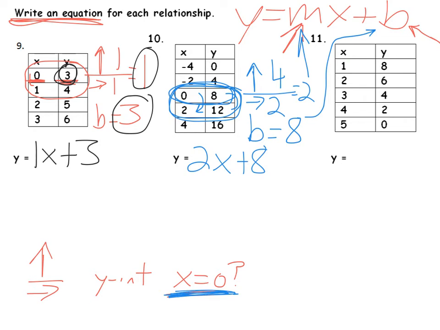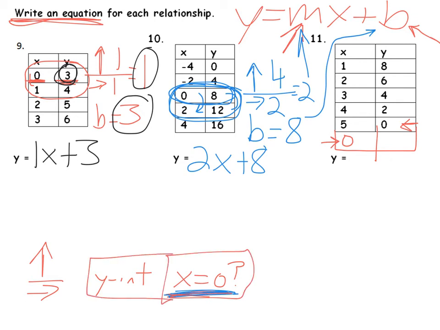On this last one, they're trying to trick us again because they don't have an x equals 0. We're going to have to make it ourselves. It's not enough that we have a y equals 0. We need to have an x equals 0 in order to find our y-intercept. Luckily, it's a pretty easy pattern. 5, 4, 3, 2, 1, 0 matches with 2, 4, 6, 8, 10. So when x is 0, y equals 10.